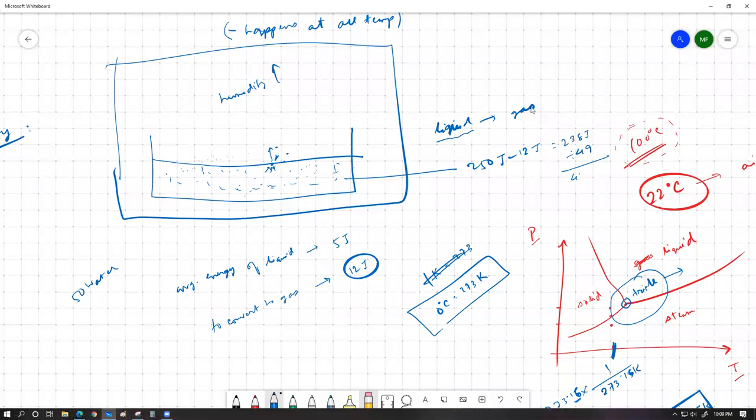So we just talked about the humidity rise and the Brownian motion leading to the high energy particle escape from the surface. And we're now talking about the cooling factor.